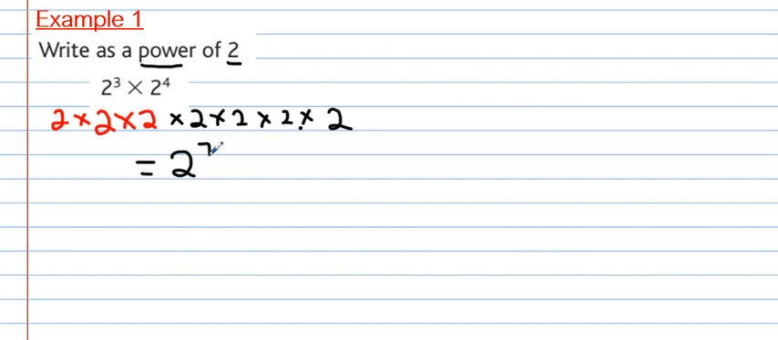And this is one of the laws of indices. If you're multiplying indices with the same base, you can see that the base here is 2 and the base here is 2, so you simply add the powers. That'll be 2 to the power of 3 plus 4, which gives you 2 to the power of 7. So I've shown you using the laws of indices by multiplying, and this is the workings out.